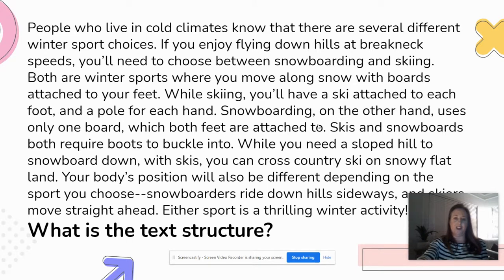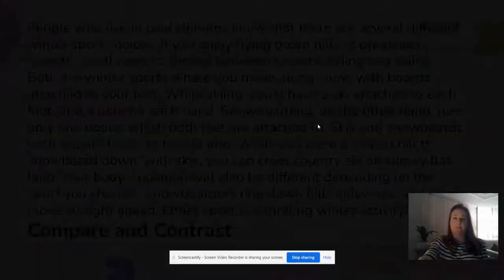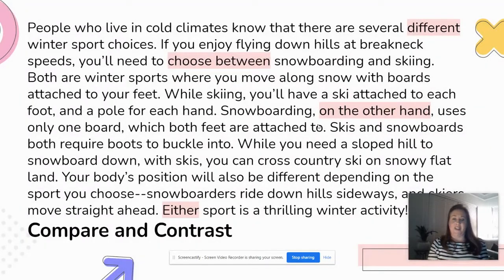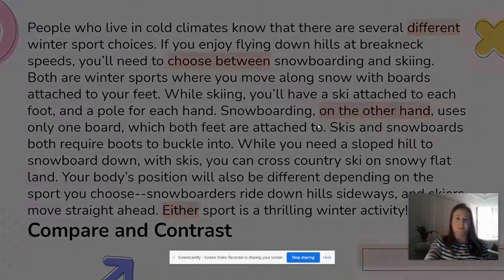All right, so let's look at those clue words to decide what it would be. Okay, so we have different, choose between, on the other hand, and either. So we are comparing and contrasting. We're talking about two different types of winter sports, snowboarding and skiing, and we are comparing how they are alike and how they are different. Okay, so let's go to the next one.